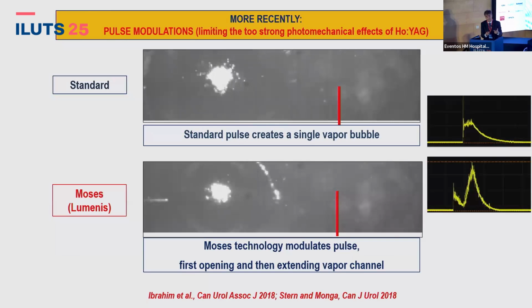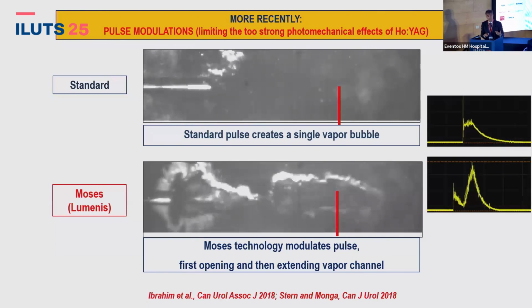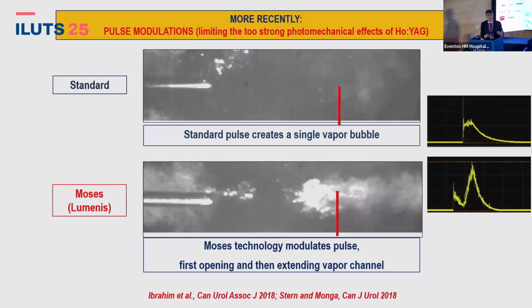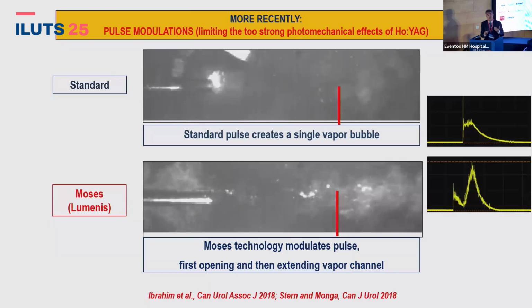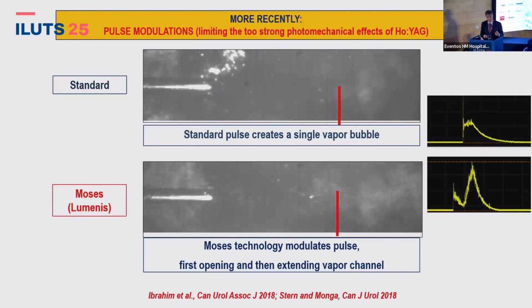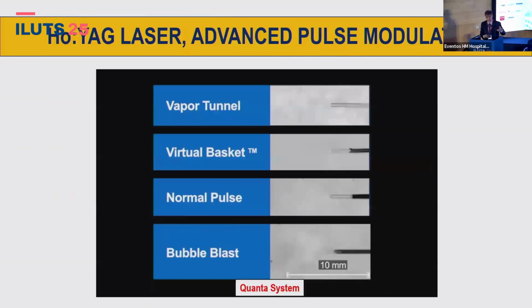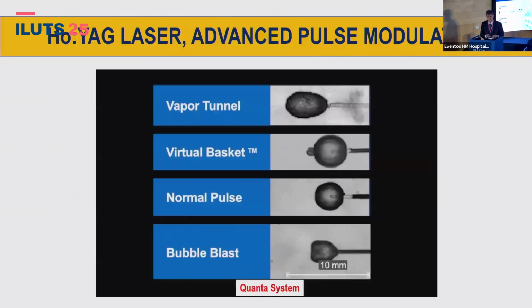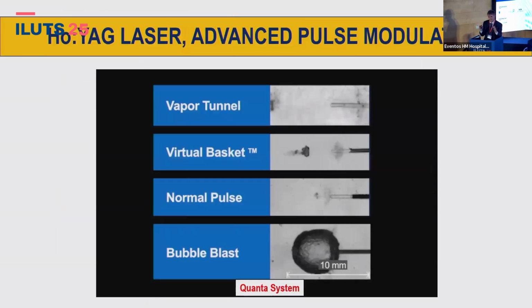But we now have pulse modulation. So we have a new machine with the possibility to have two bubbles, or a different shape of the bubble. And you can see here you have really a lot of different bubbles.